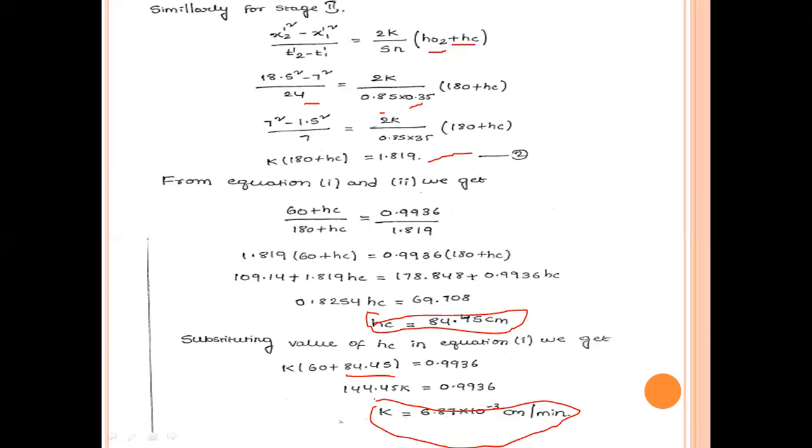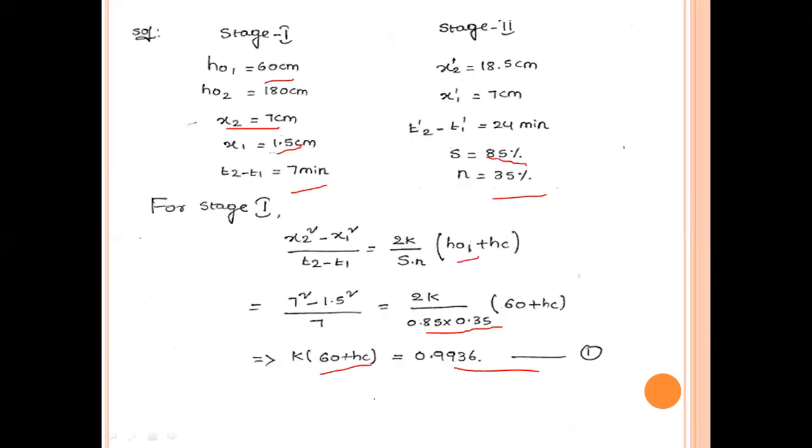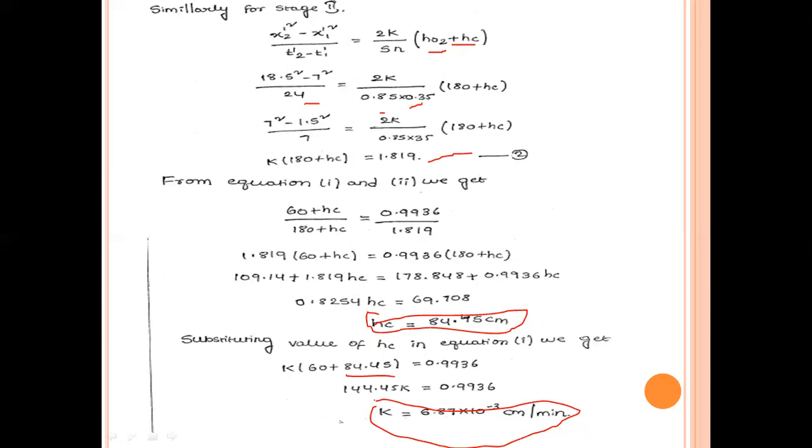Okay, clear. This is the third method. Here are the two stages. We calculated the two equations, then finally calculated the Hc value and k value.